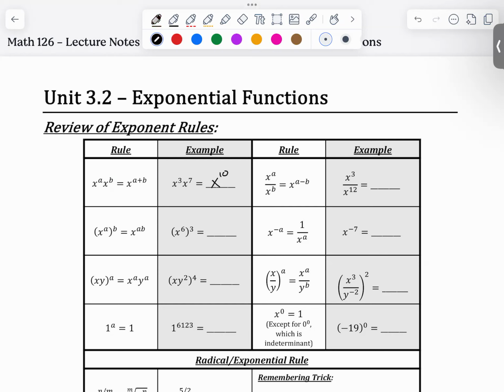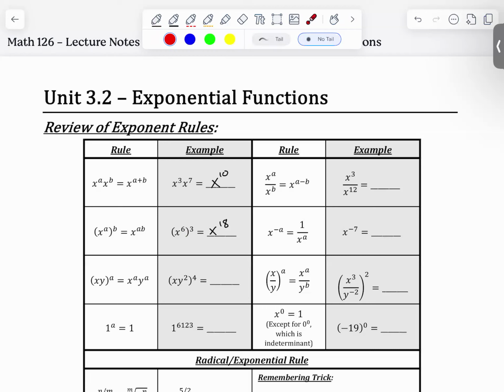or x to the 10th. Next one, if you have x to the a raised to the b, so a power raised to a power, then you multiply the powers. So x to the sixth raised to the third would become x to the 18th. This would be x to the 6 times 3, or 18.